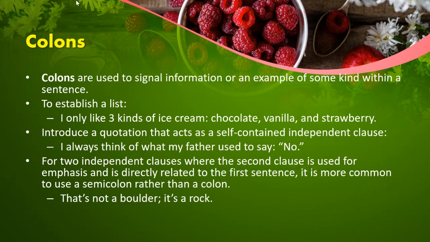In the case that you have 2 independent clauses where the second clause is used for emphasis and is directly related to the first sentence, it's more common to use a semicolon. For example, in "That's not a boulder; it's a rock," the first independent clause is related to the second independent clause, which is used for emphasis. Thus, a semicolon would be used here rather than a colon.